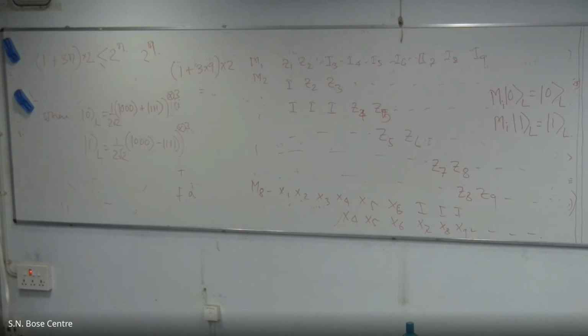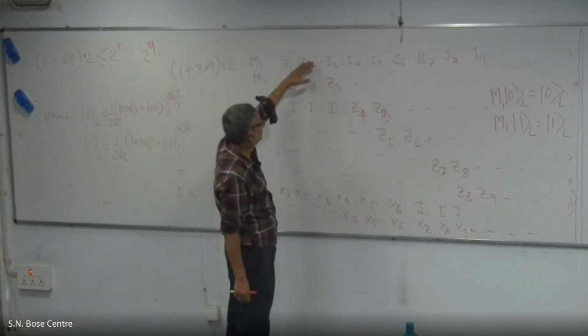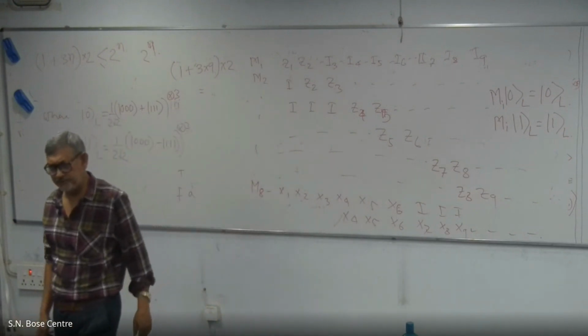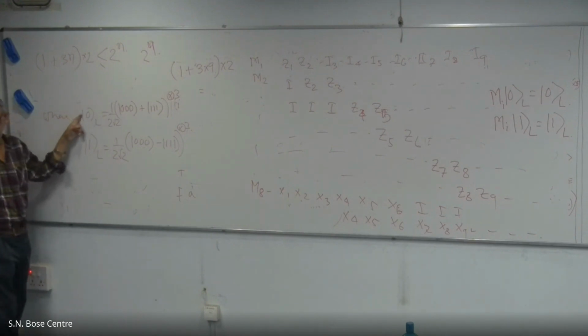So what you can do, you can check that if you consider all these 8 operators, they commute among themselves and they can stabilize a 2-dimensional subspace. And that 2 dimension is spanned by 0 and 1.